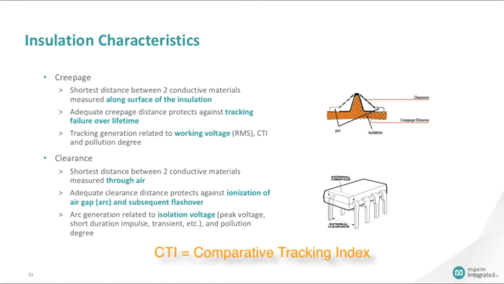CTI is an index used for electrical insulating materials that is defined as the numerical value of the voltage which causes failure by tracking during standard testing. The higher the CTI value of the insulating material, the smaller the minimum creepage distance required.